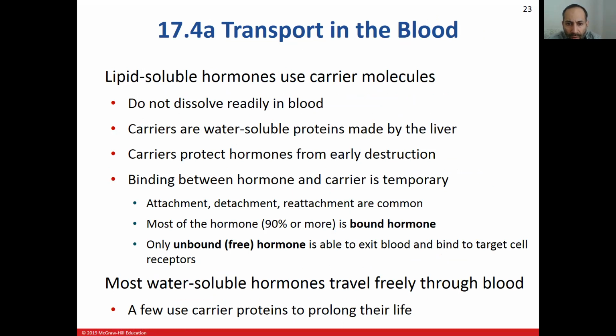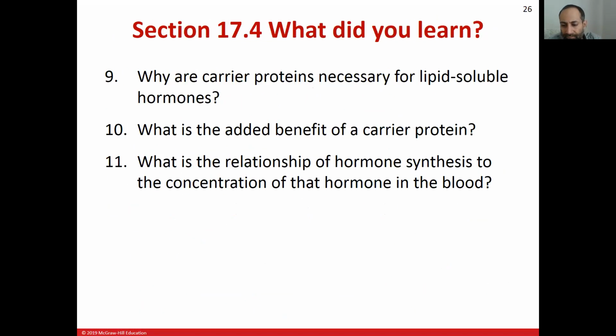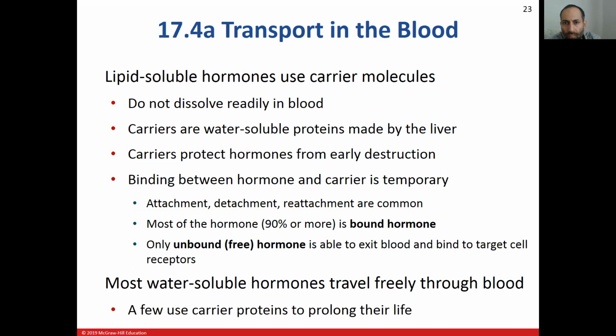Okay, so next up, we are going to take a look at how these different hormones are transported in your blood. So let's start with the lipid-soluble hormones first, like steroids. The lipid-soluble hormones, first step, they need to be carried by carriers, okay? Because they're fat-soluble, they cannot travel by themselves. They are always attached to some water-soluble proteins, which are made by the liver.